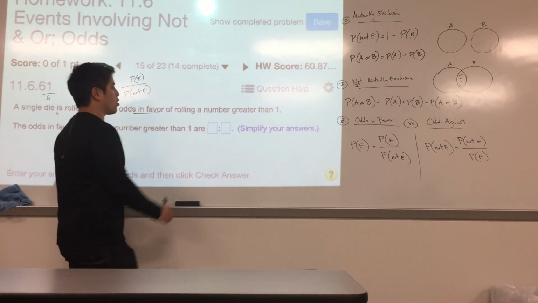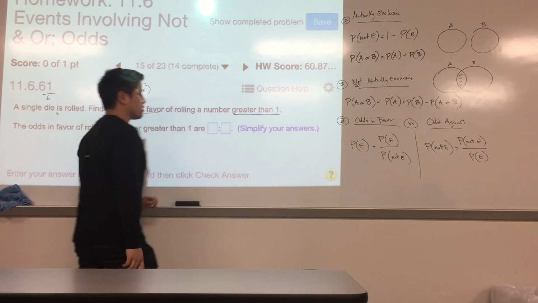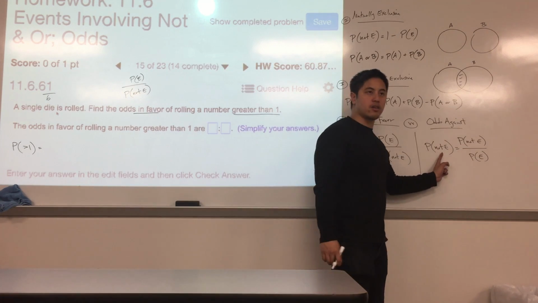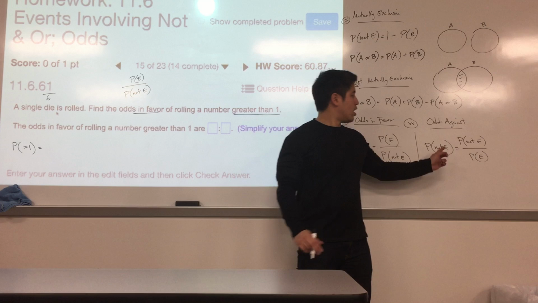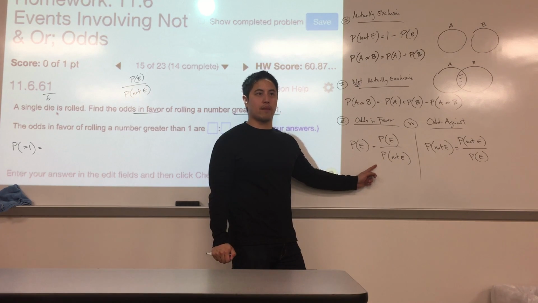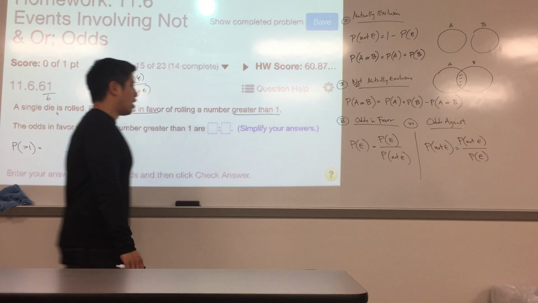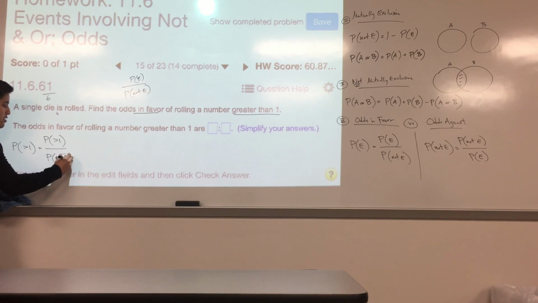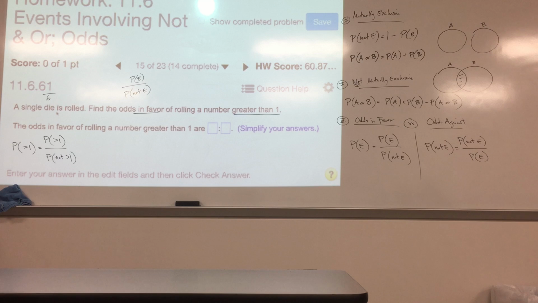Of rolling a number greater than 1. There it is, done. That tells us what we're looking for. Okay, so how do we write this? Find the probability of rolling a number greater than 1. I'm not saying "not" here, because we're looking for in favor of something happening. You with me? Okay, so the odds in favor of getting something greater than 1 is going to be the probability of actually getting something greater than 1 divided by the probability of not getting something greater than 1. You with me so far, guys?